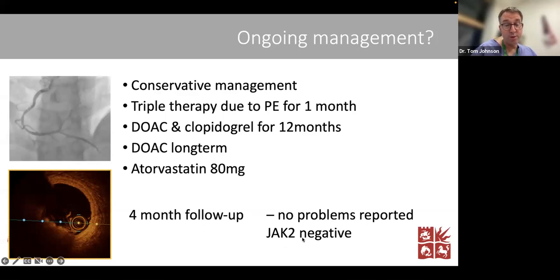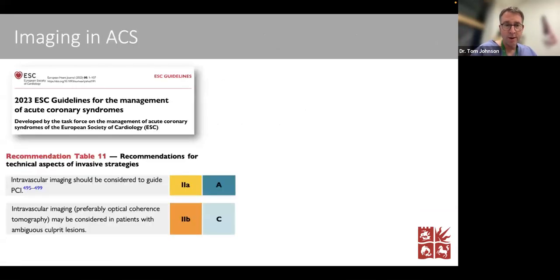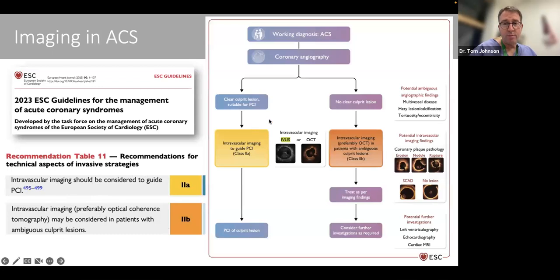And his JAK2, interestingly, was negative, although JAK2 is a marker of potentially aggressive development of coronary disease. And I just thought that case very nicely exemplifies why the most recent ESC guidance of 2023 has increased our awareness of needing to use intravascular imaging, specifically in the setting of ambiguous angiography, and also this very nice working schema of where we should be using imaging. And I think predominantly OCT in the setting of acute coronary syndrome, where we particularly don't have a clear culprit.